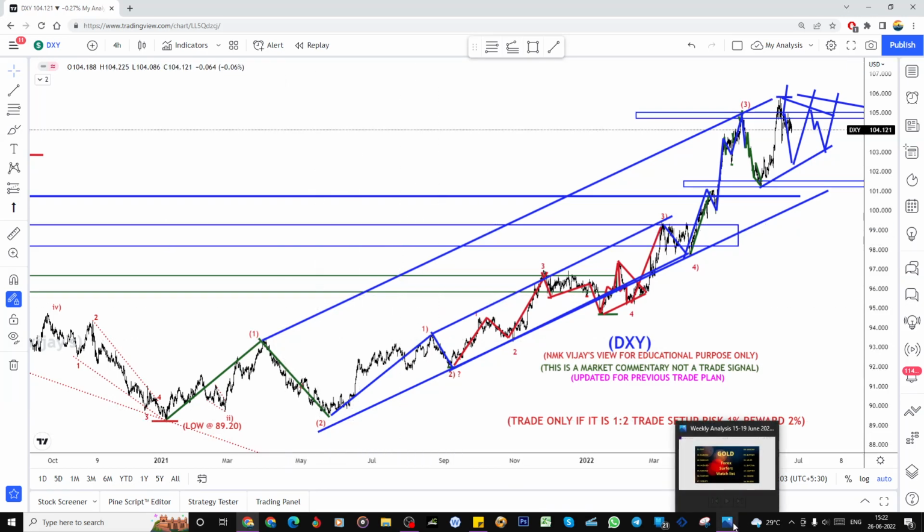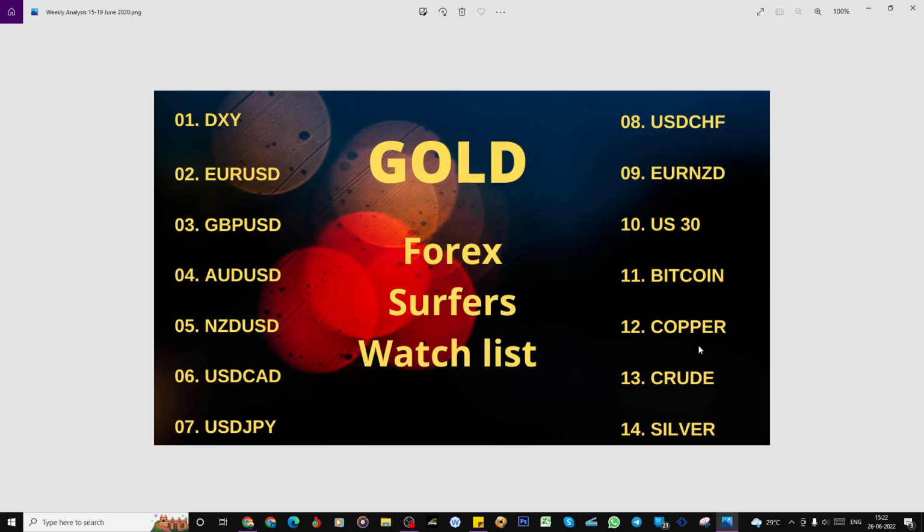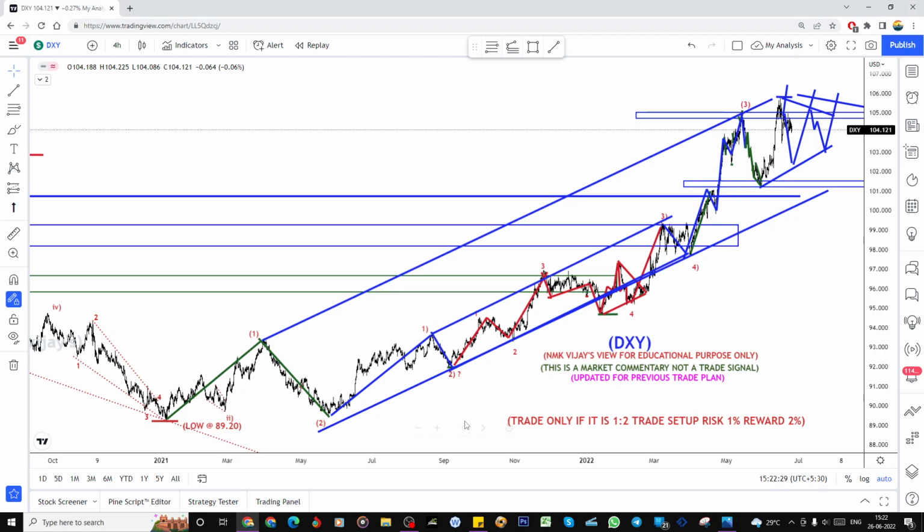So let's move on to DXY, and this is our new watch list. As I informed in the previous week itself, New Zealand CAD, AUD JPY, and CAD JPY I removed. So now this is our new watch list. Later onwards, I will remove this Euro New Zealand also once it hits the target of 1.52. So let's move on to the DXY.